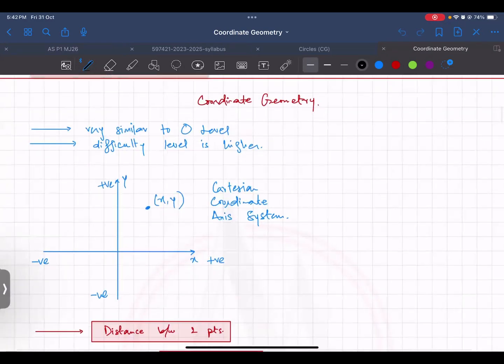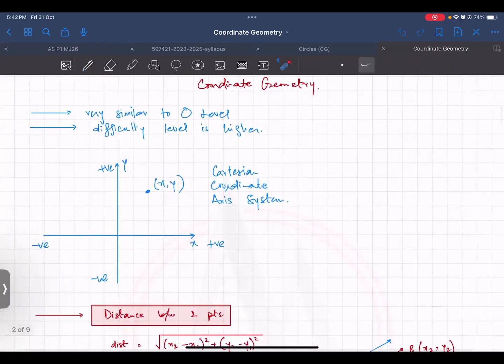So we know the x and y axis. We know about that: positive x axis, positive y axis. We have a coordinate. Any coordinate will have the form x comma y. Always the x coordinate is written first and then the y coordinate. And we call this the Cartesian coordinate system. This x y axis system is the Cartesian coordinate system.